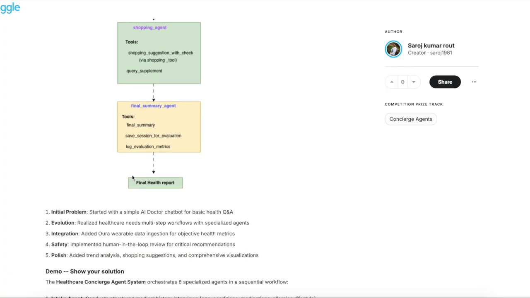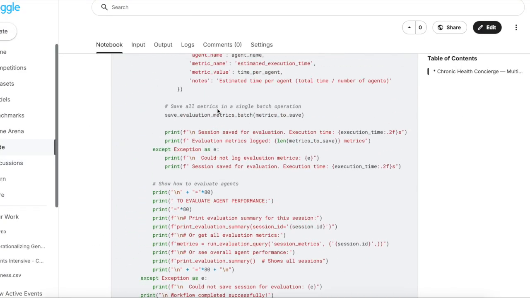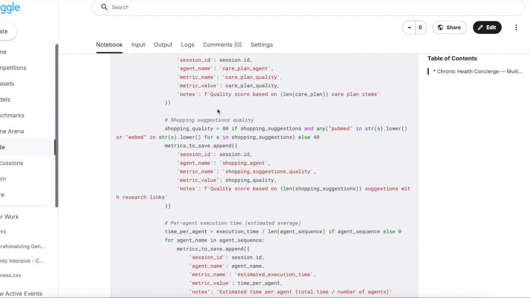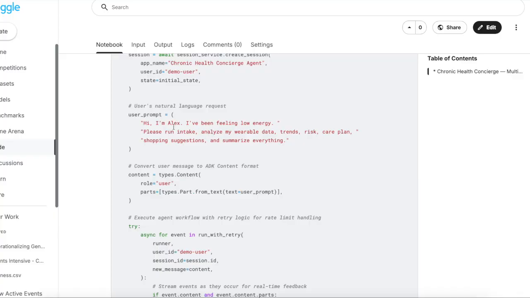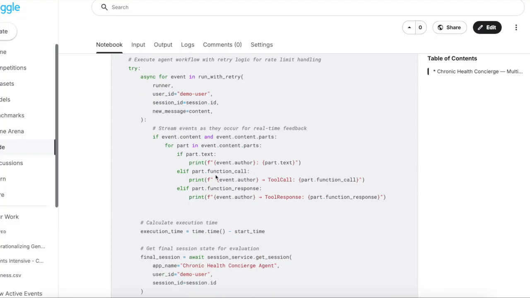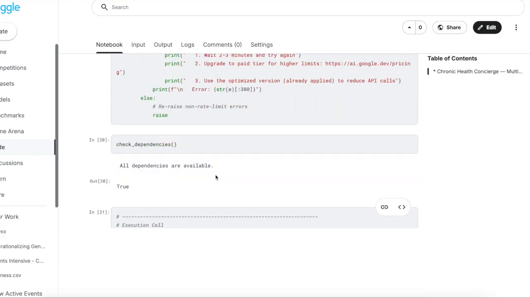If I go to the demo, I have taken a user, Alex, and Alex reports low energy. Then the coordinator sends this to the intake agent to log the answer and pull the profile data. Then the wearable and trend agents fetch the latest wearable snapshot and trends. I'll show you the output here.